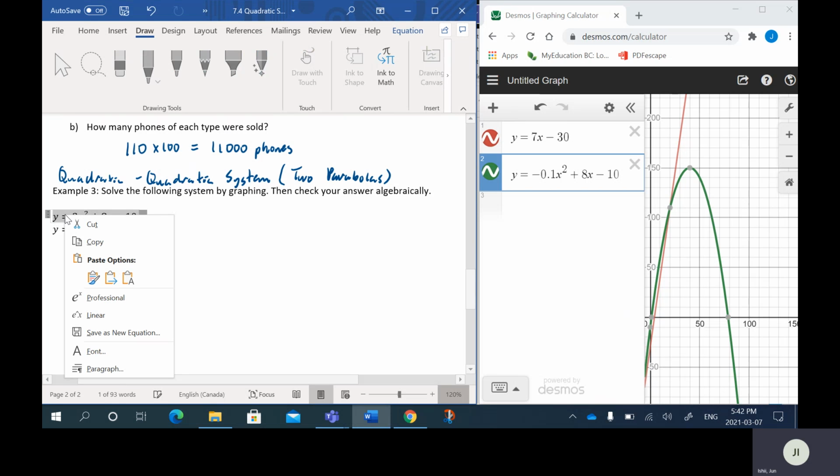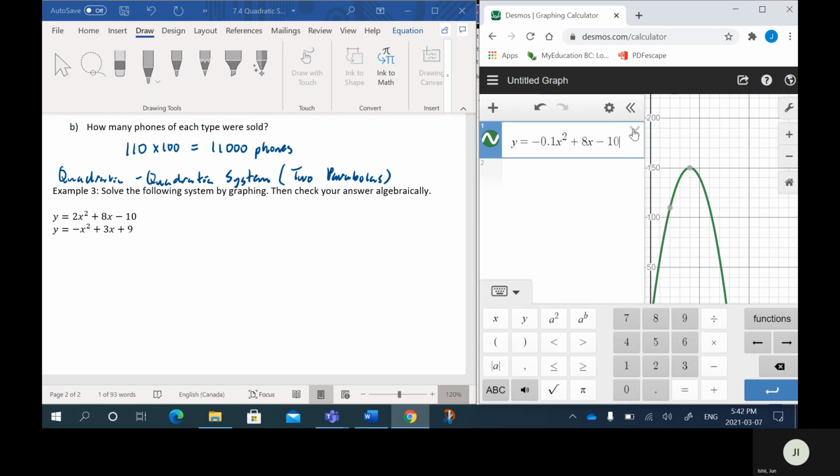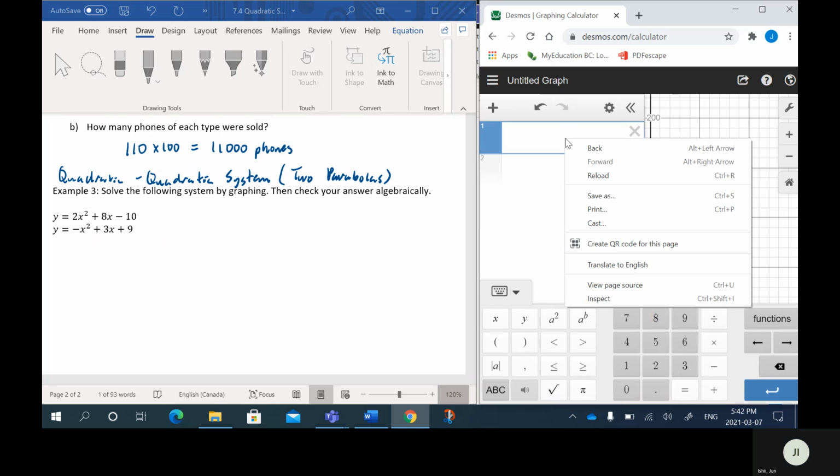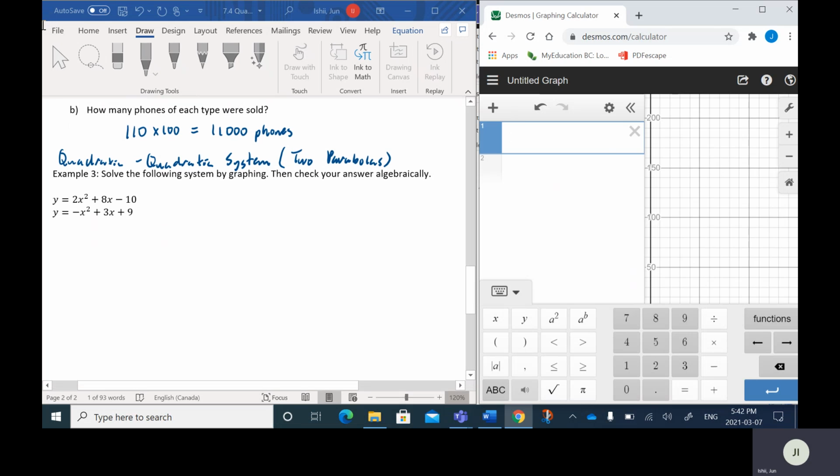All right, so let's just copy and paste that on here. Copy. Let's just close these up here. All right, so I'll paste it with my keyboard, Control V. And let's copy and paste this one as well.